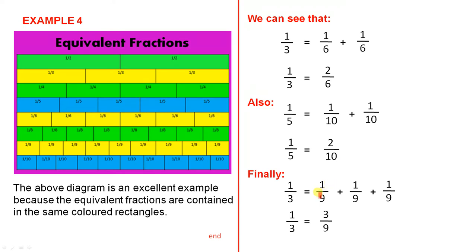We can also see that 1/3 equals 1/9 plus 1/9 plus 1/9. So that 1/3 there is 1/9 plus 1/9 plus 1/9. So 1/3 equals 3 over 9. So those two, and those two, and those two are equivalent fractions.